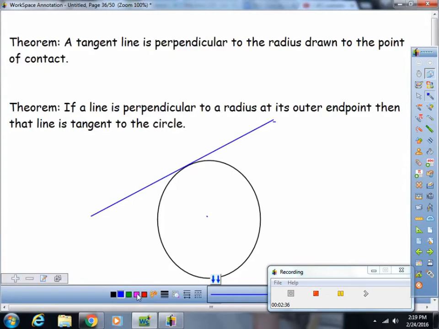So what I've done here is I've constructed a blue line and a pink radius. And if we know that that blue line is tangent at that point right there, the point of tangency, then we know that the blue line is perpendicular to the pink line. The converse of that is also true. So if we know that the pink segment is perpendicular to the blue line, then we know that blue line is a tangent line.